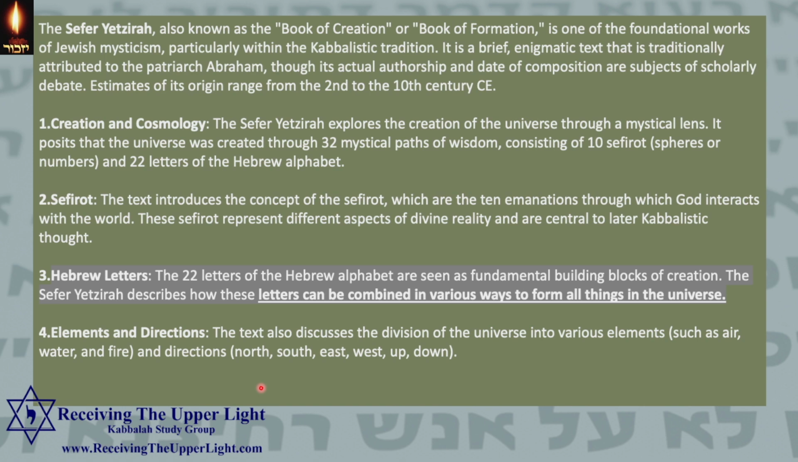And then the concept that will connect the Sefer Yetzirah to Tzeruf and the Yichud and the other different techniques of meditation that we're going to be studying. The Hebrew letters, the 22 letters of the Hebrew alphabet, are seen as the fundamental building blocks of creation. The Sefer Yetzirah describes how these letters can be combined in various ways to form all things in the universe.